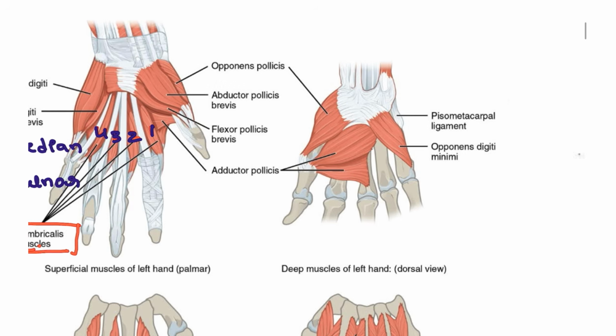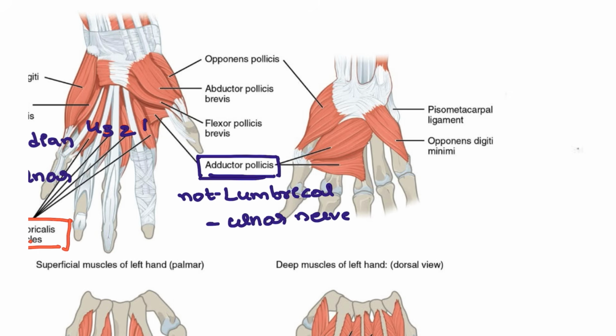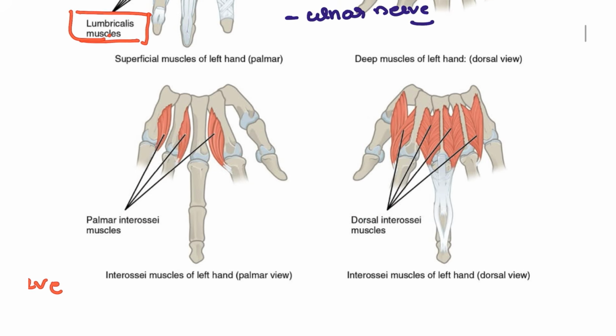Okay, next, here you can see the adductor pollicis. This adductor pollicis is not a lumbrical. Okay, this muscle is not a lumbrical, but it is also supplied by the ulnar nerve, for adduction. Okay, next we have the interosseous muscles, and here you can see this is the palmar side. The palmar side is mostly important for adduction. Okay, and on the dorsal side, the interosseous muscles are for abduction.